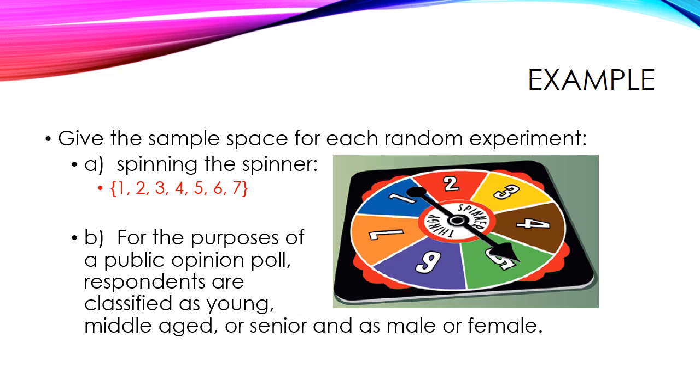Okay, on to part B. For the purposes of a public opinion poll, respondents are classified as young, middle-aged, or senior, and as male or female. Now, keep in mind here, you're going to have two words or two classifications, age and gender, for each outcome. Pause the recording, see if you can come up with this sample space, and then resume the recording to check your answer.